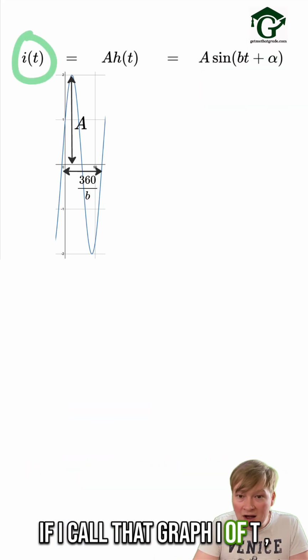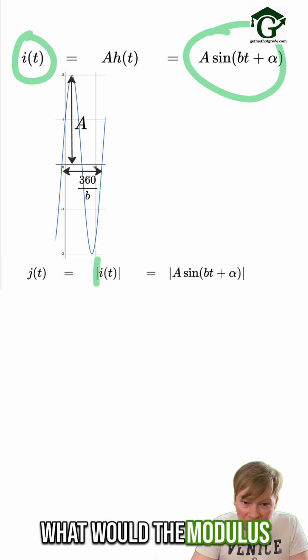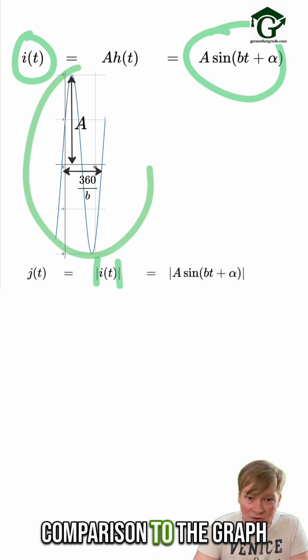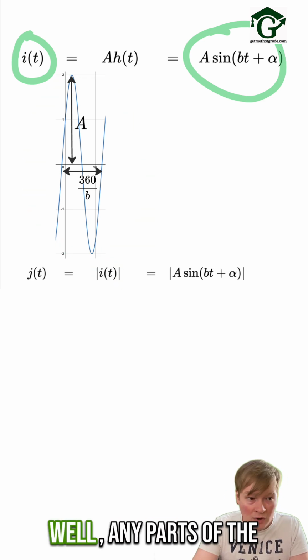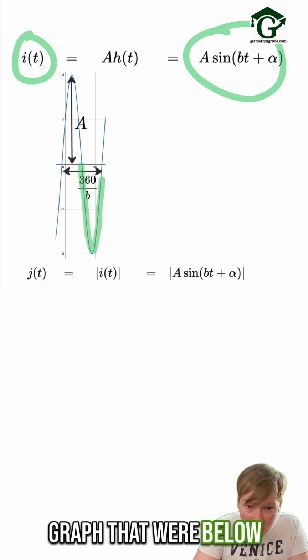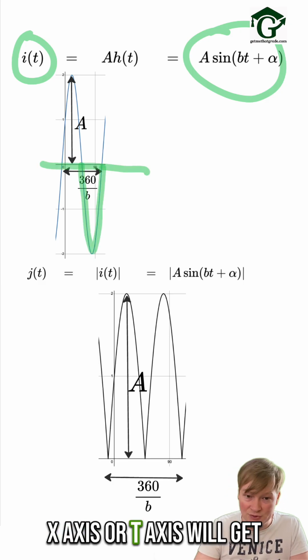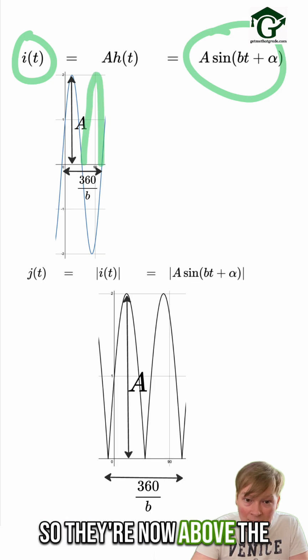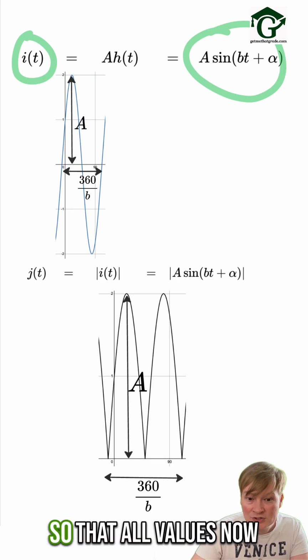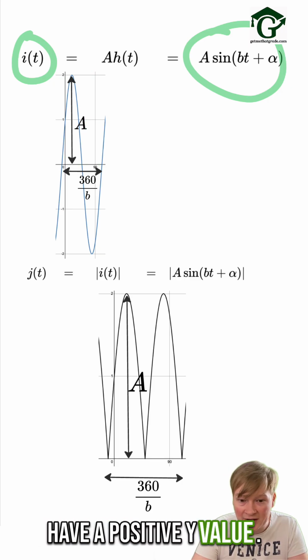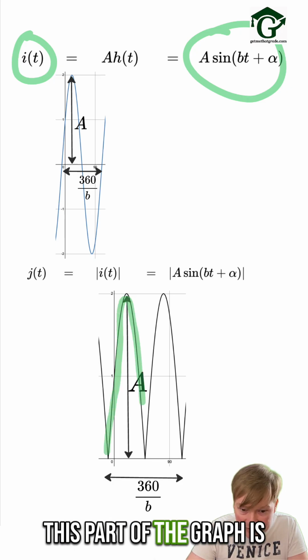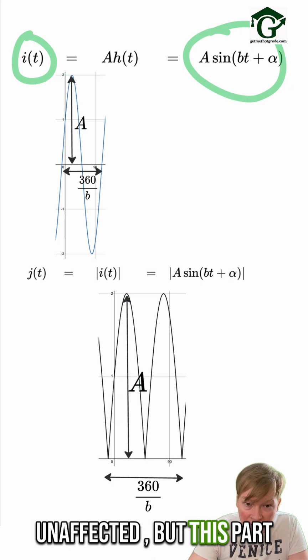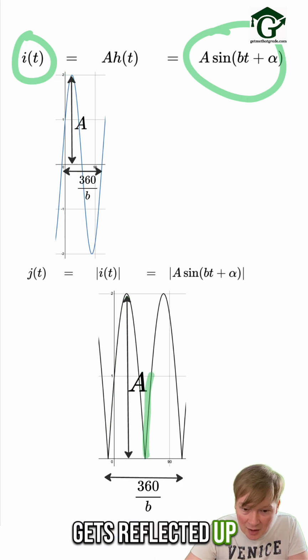If I call that graph i of t, what would the modulus of i of t look like in comparison to the graph of i of t? Well, any parts of the graph that were below the horizontal x-axis or t-axis will get reflected in that x-axis, so they're now above the horizontal axis, so that all values now have a positive y value. So you see that this part of the graph is unaffected, but this part which was underneath gets reflected up to this position.